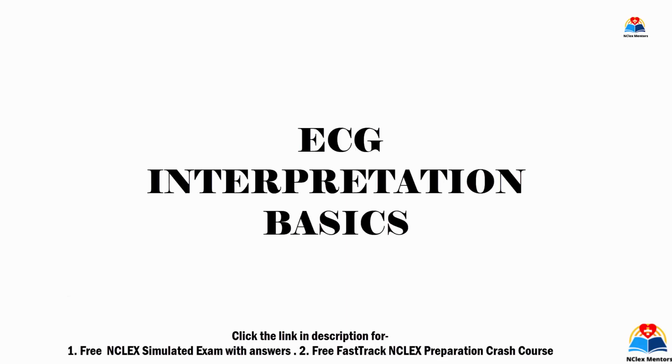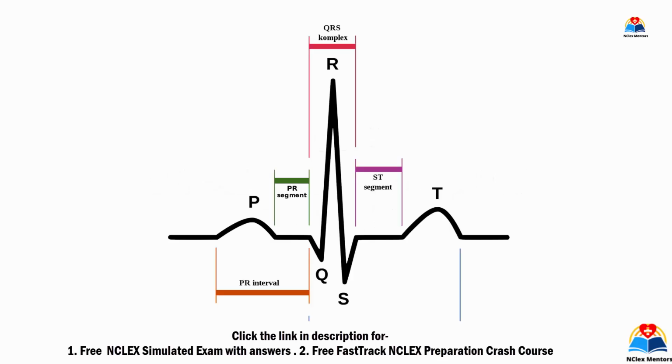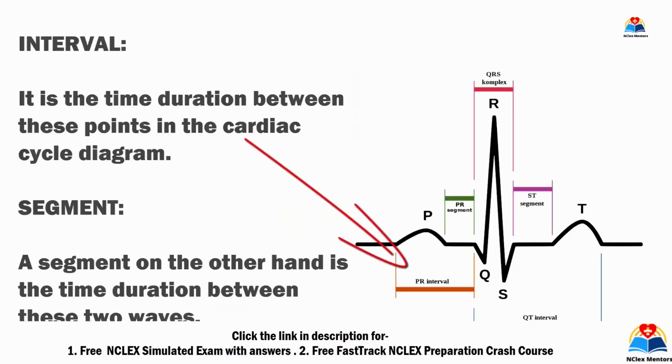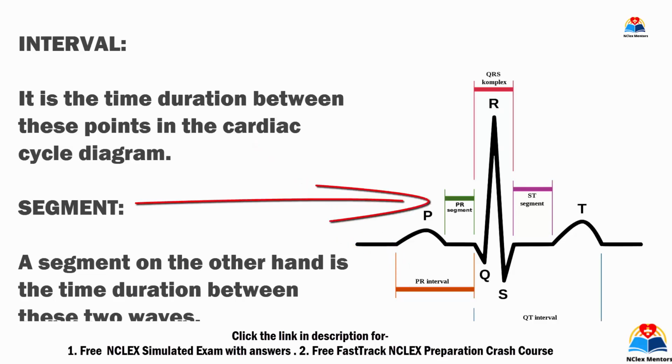ECG interpretation basics. We learned in the previous units about heart nodes, intrinsic rates of firing from these nodes, and the cardiac cycle made by the P wave, QRS complex, and the T wave. We are now ready for the basic interpretation of ECG, but before that let's learn further about intervals and segments in the ECG wave. So what is an interval? It is the time duration between these points in the cardiac cycle diagram. A segment, on the other hand, is the time duration between these two waves. Let's discuss what each interval and segment means in relation to what's happening in the electrical system of the heart.